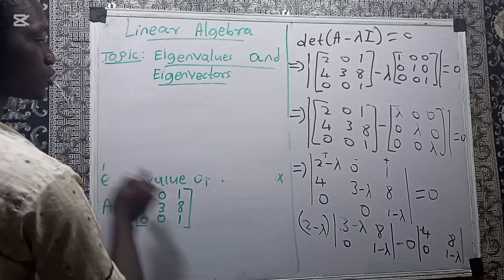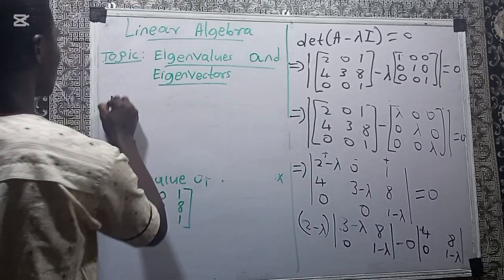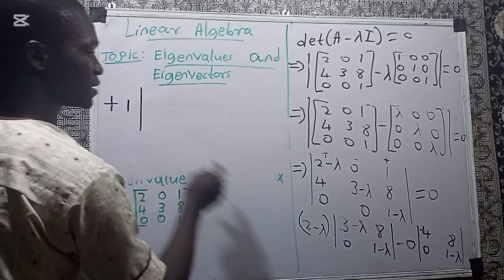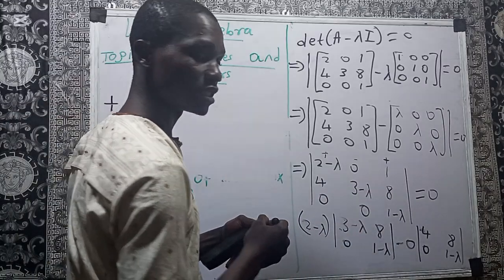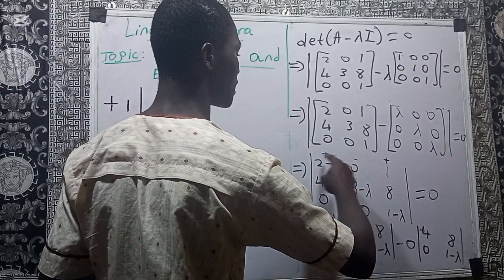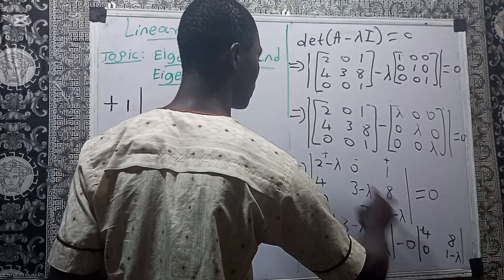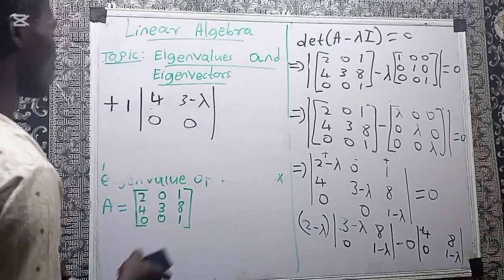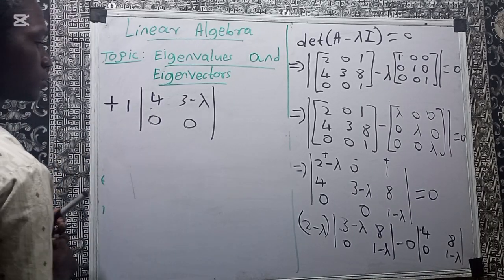The next one is the third entry of the first row. It has a positive sign, and we have 1 as the third entry. This one is appearing at row 1 and column 3, so you close row 1 and column 3. If you close them, we have this 2 by 2 matrix left. So this is basically what we have.